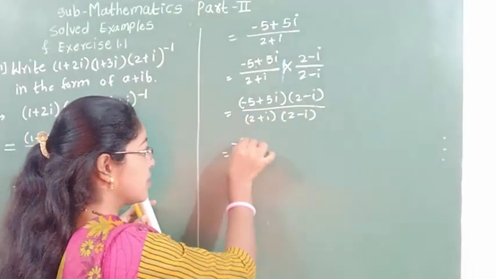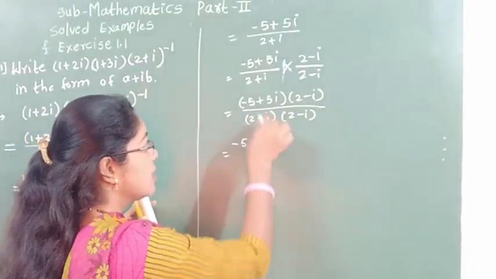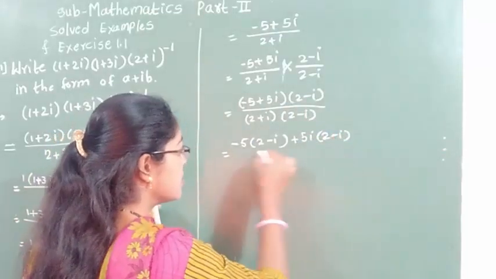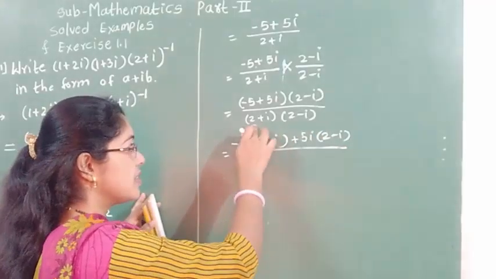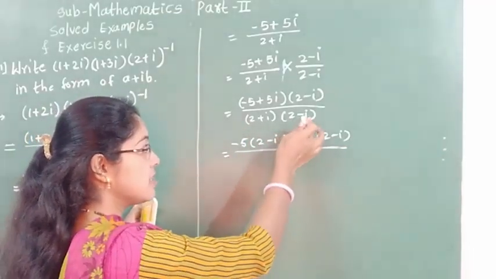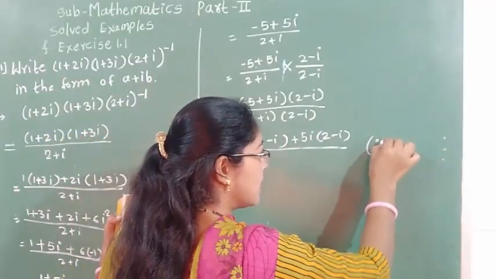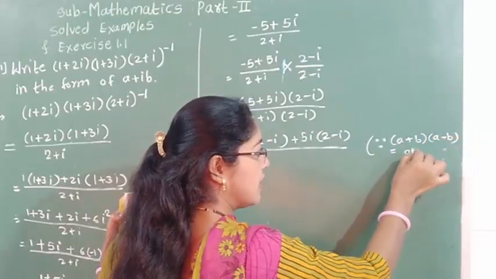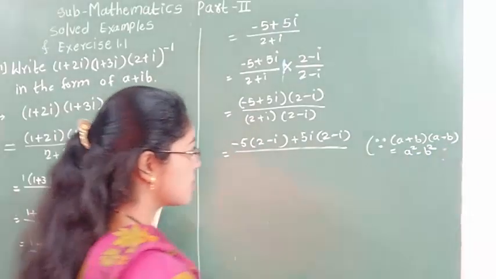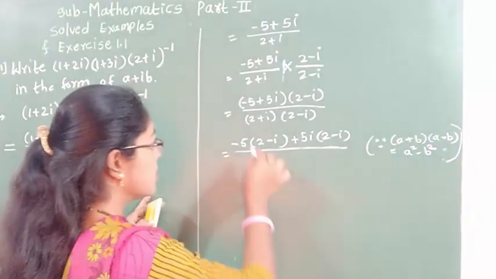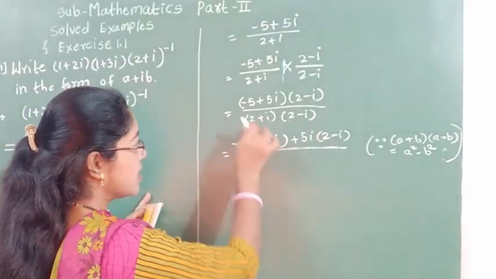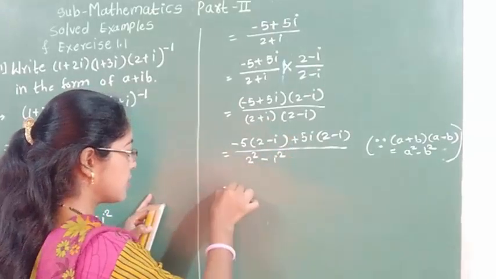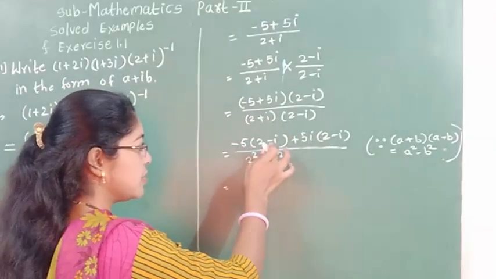So let us multiply by minus 5: minus 5 into (2 minus i) plus 5i into (2 minus i), divided by, this is of the form (a plus b)(a minus b), which is a square minus b square. Here a is 2 square, and b is i, so i square. Now we multiply this minus 5 to the whole bracket.